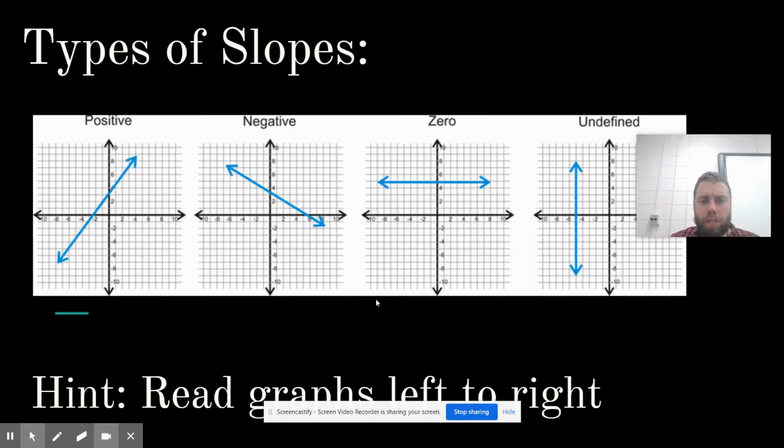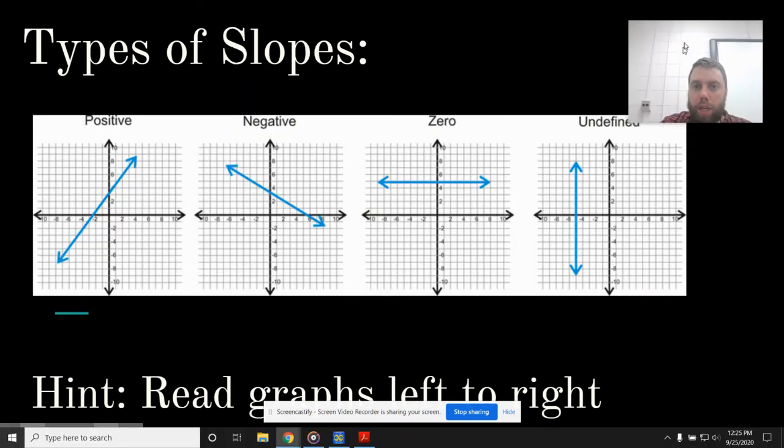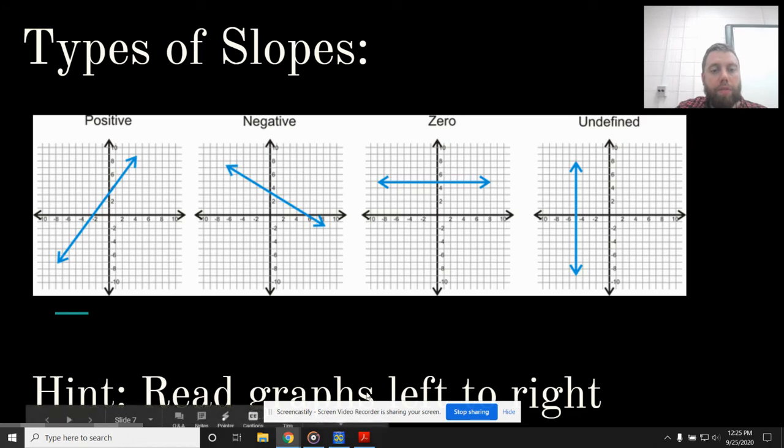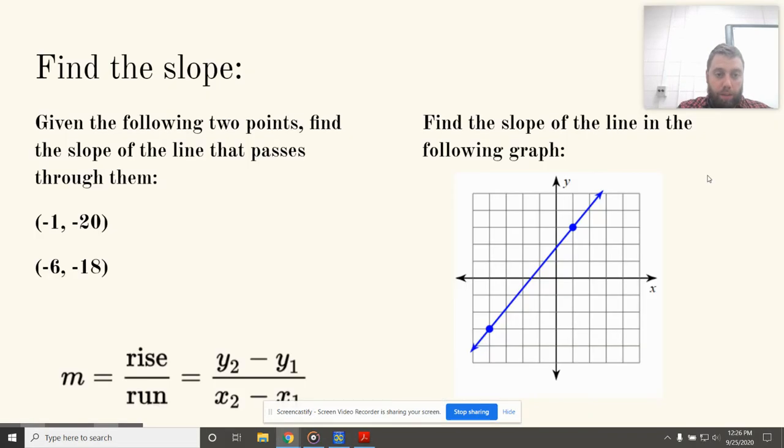So a little review on slope. We talked about last week that slope, we read from left to right. So starting over here, going this way, we notice we're going uphill, which is positive. Starting on the left and going to the right, we go down. That's negative. This is a negative slope. This is a positive slope. And if it's horizontal, it's a 0 slope. And if it is vertical, it is undefined.